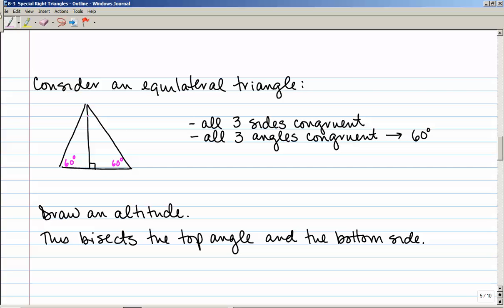When we draw this altitude, remember an altitude goes from a vertex perpendicular to the opposite side. It bisects the top angle and the bottom side. So these now become 30-degree angles up at the top here. And these 2 segments on the bottom are going to be congruent to each other. So what we have is 2 30, 60, 90 right triangles. That's what we get when we draw an altitude and bisect the top angle and the base of the triangle.